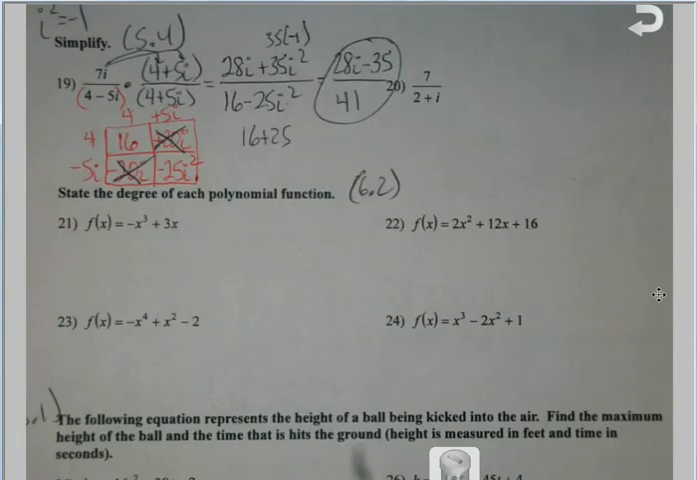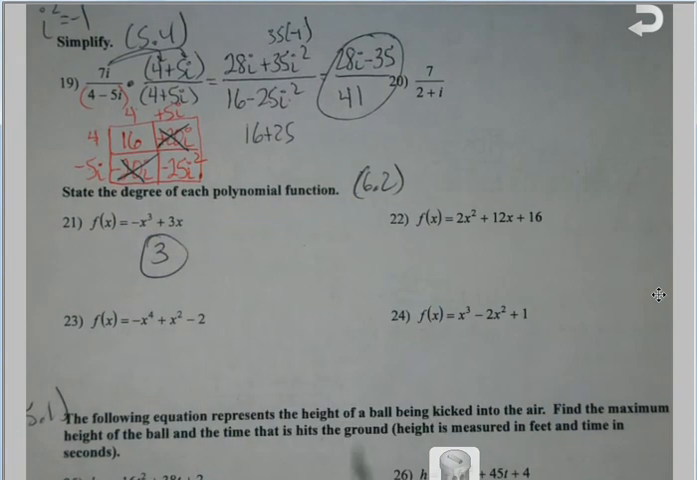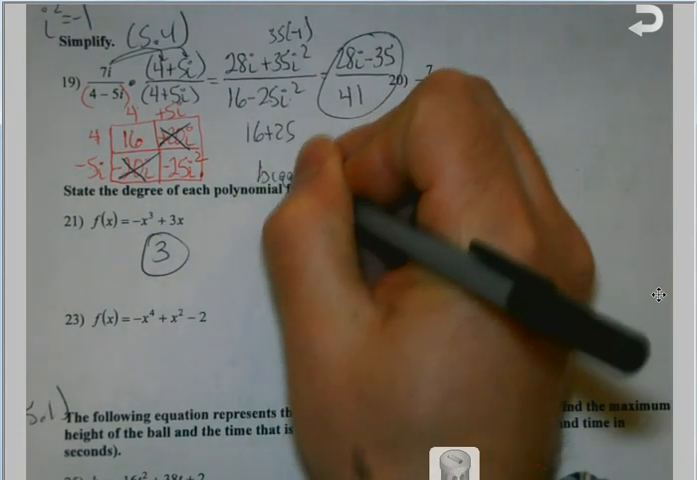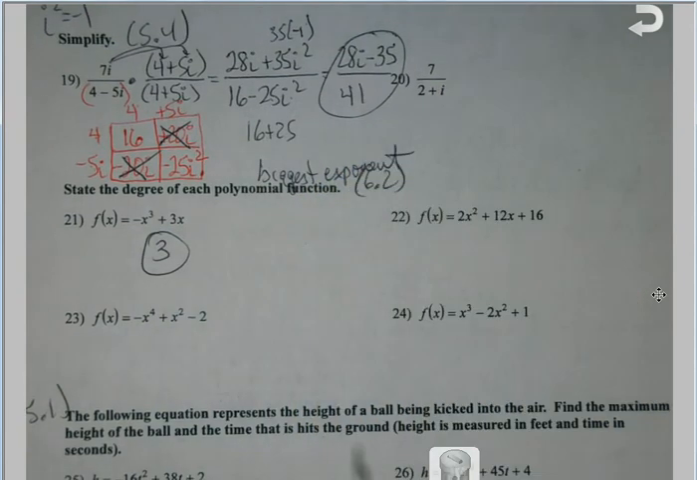Next section, state the degree of the polynomial. Look for the biggest exponent, because that's where you will find your degree.